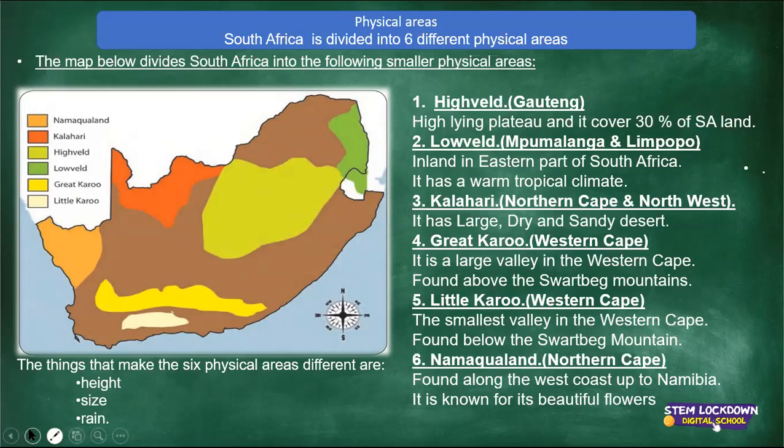And lastly, we have the Namaqualand. We come to the map as well. We look for the Namaqualand. It is this one. You can see it's this one. And then we come to the Northern Cape. It is situated in the Northern Cape. So it is found along the west coast up to Namibia. So Northern Cape is next to Namibia, so it continues above Namibia, okay?